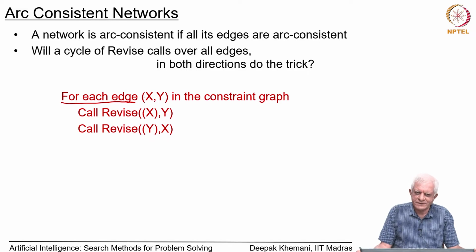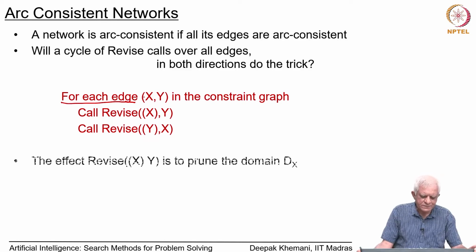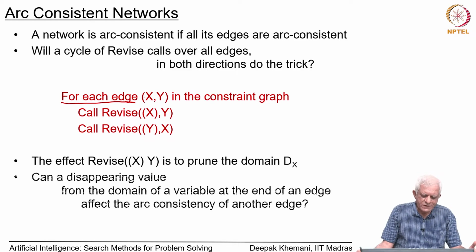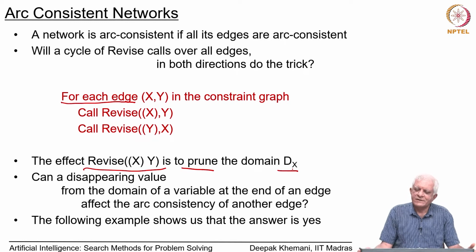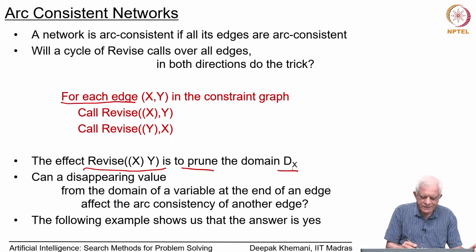I would like you to pause here and try to imagine this algorithm, maybe write a small constraint graph, maybe use a map coloring example or something, and see whether this algorithm will work or not. The question that I would like you to ask is the following: we know that the effect of revise x y is to prune the domain of x. If a value disappears from the domain of x, will it affect the arc consistency of some other edge essentially?